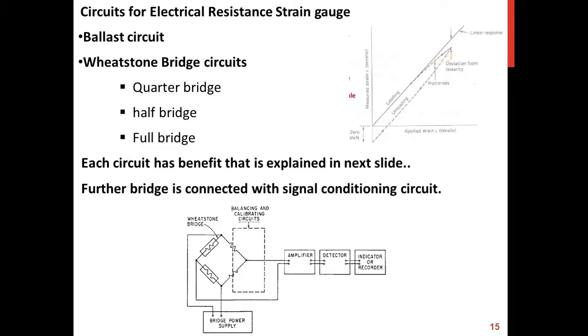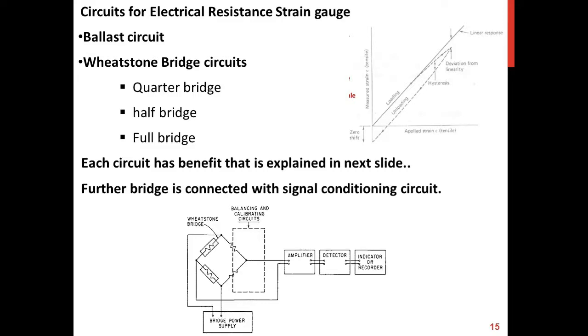As you can see, there is also a hysteresis involved during the loading condition and unloading condition, and as a result there is a zero shift in the zero reading at the initial reading. So in a sense, whenever there is a strain measurement, there is also always a non-linear relationship between the measured strain and applied strain due to the factors of temperature gradient change and also other environmental factors, mainly due to the temperature change.